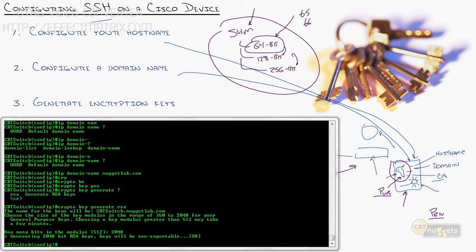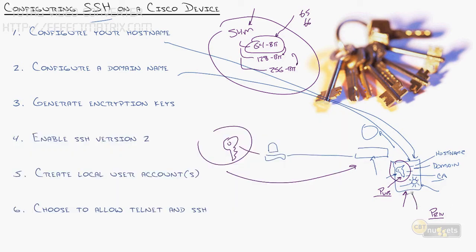just because they're so beefy. So now I've got the encryption keys. I've generated this certificate. I've generated the public key. I've generated the private key. Now we need to enable it.